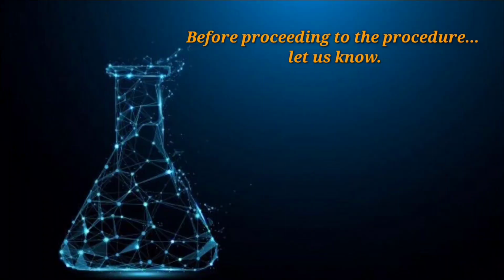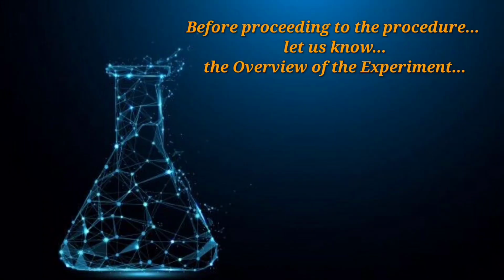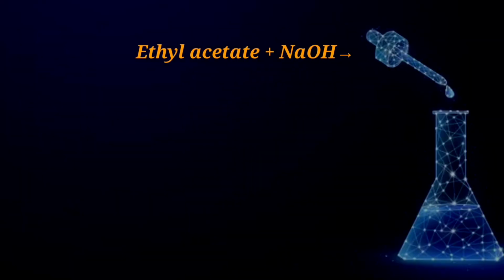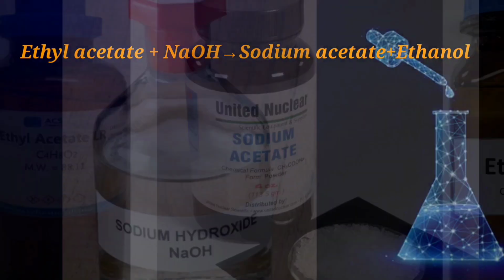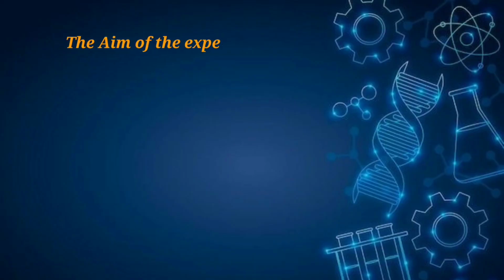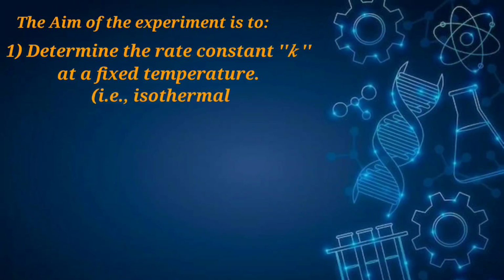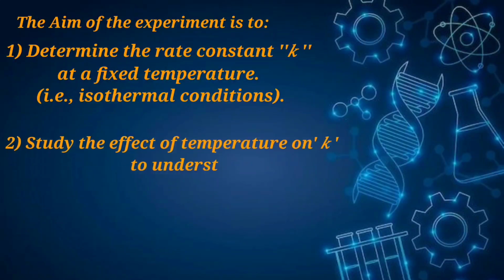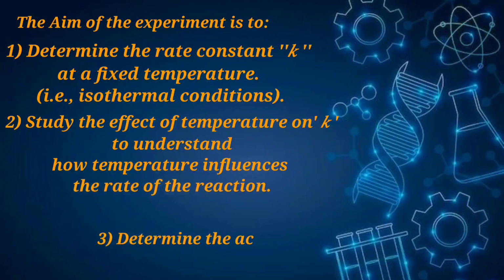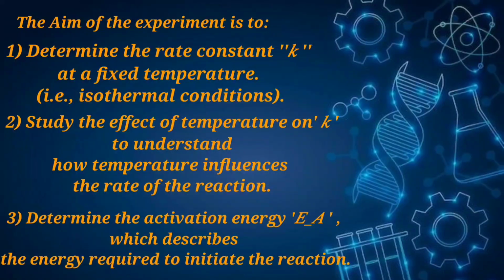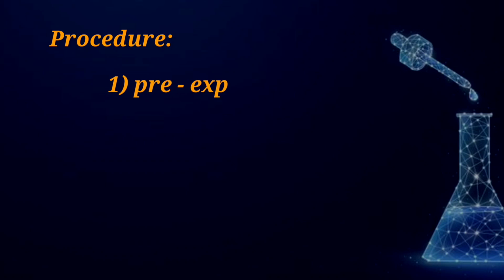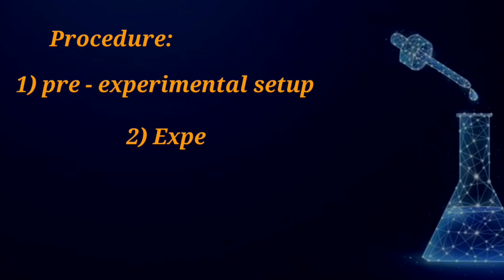Before proceeding to the procedure, let us know the overview of the experiment. The aim of the experiment is to determine the rate constant K at a fixed temperature, that is at isothermal conditions, and to study the effect of temperature on K to understand how the temperature influences the rate of reaction. The procedure involves three stages: pre-experimental setup, experimental procedure, and post-experiment procedure.